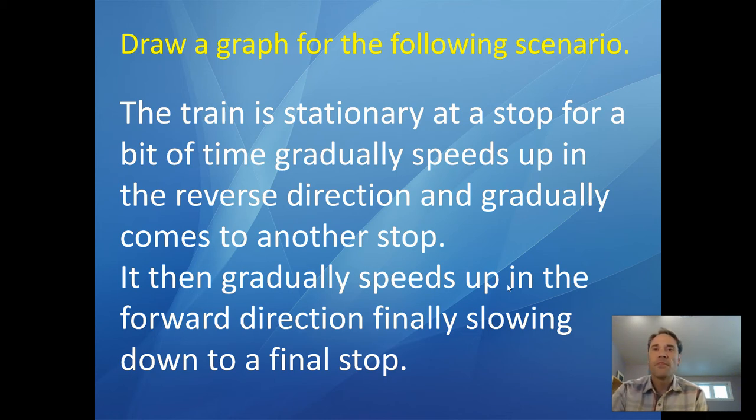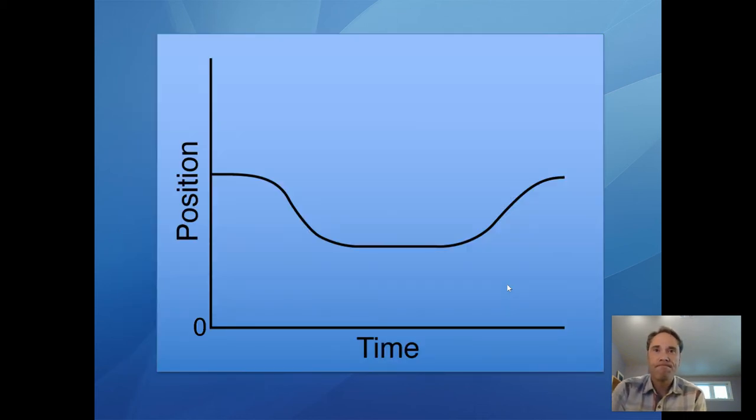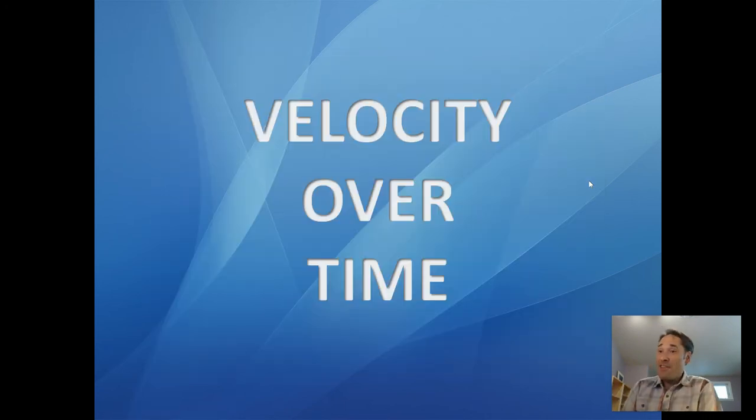All right, so here's what my graph looks like. It looks just like this, right? So I was stopped for a time, and then started moving backwards and slowed down and stopped for a time, and then started moving forwards and then slowed down and stopped. So that's my scenario. Stopped, backwards, stopped, forwards, stopped. Cool. Now that we've tried all of these ones, let's make it a little bit more complicated.